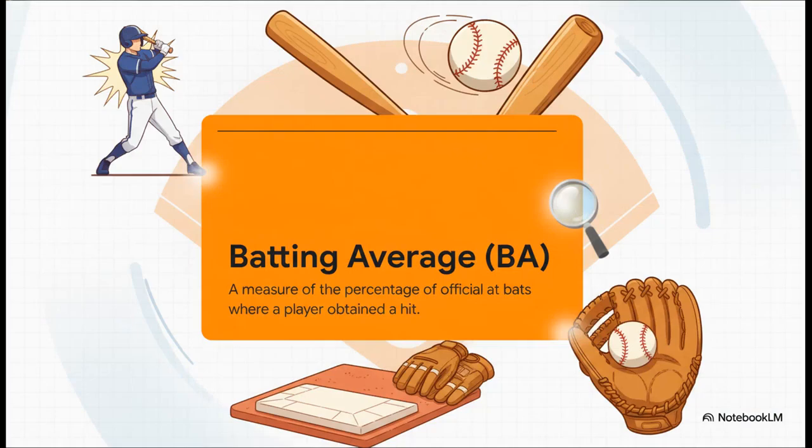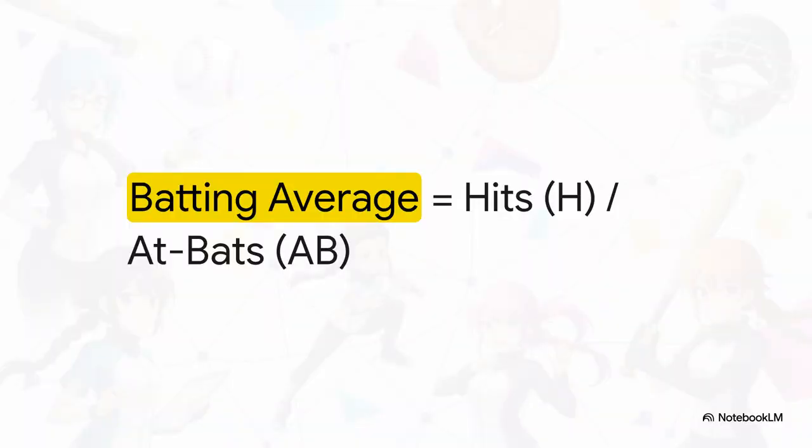First things first, let's get a clear definition on the board. Batting average, or BA, is basically a measure of the percentage of official at-bats where a player actually gets a hit. Think of this single number as a snapshot of how often a batter succeeds every time they step up to the plate. It's really the foundational stat that fans and analysts have relied on for over a century to capture raw hitting ability.